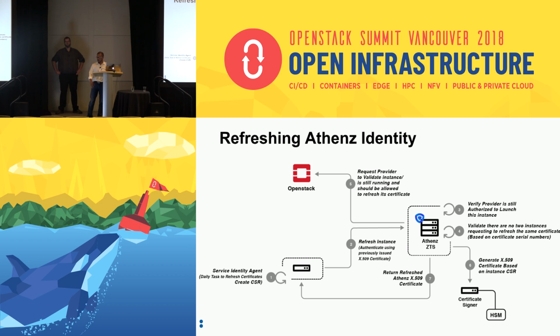Then again, we talk to the OpenStack to make sure that, hey, can you again validate that you still own this instance? Then once OpenStack validates that one, go back to number 6, certificate signer, sign the CSR, generate the certificate, and place it back to the instance. So that's how the whole refreshing the Athenz identity works.